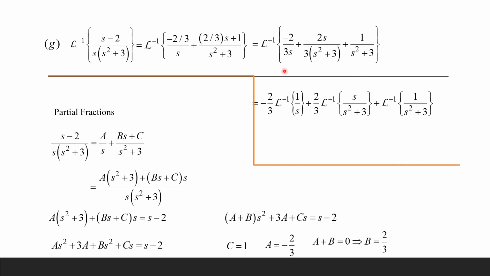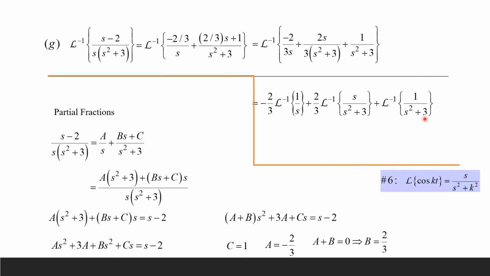Okay, so for the first one, we can take the constant negative 2 over 3 out of the inverse problem. So negative 2 over 3 times the inverse of 1 over s. Plus, and for the second inverse, we can take out the constant 2/3. So 2/3 inverse of s, leave s inside. S divided by s squared plus 3 plus inverse of 1 over s squared plus 3.